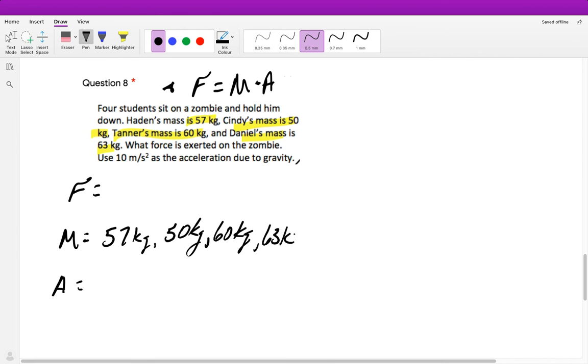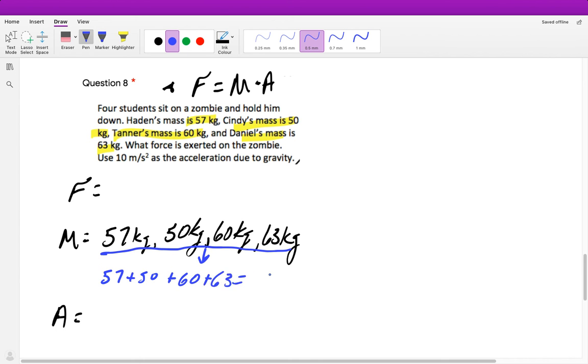So what we need to do is think about this for a second. Are we going to look at these individually? No, we would have to add these up. Let me just erase this and move this down a little bit. We would have to add these up because if they're all sitting on top of the person, then that person is feeling the mass of all of them combined. So it would simply be 57 plus 50 plus 60 plus 63, which is equal to 230 kg. So this is what we're going to use because if all of those people are sitting on a zombie, he's feeling the mass of all of them combined.